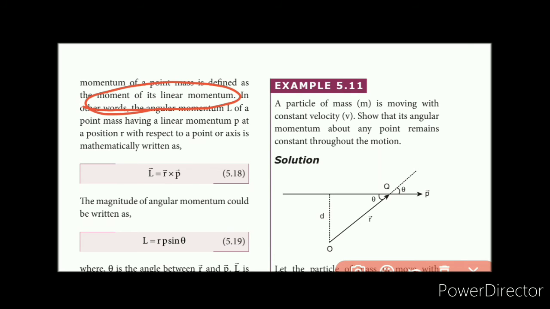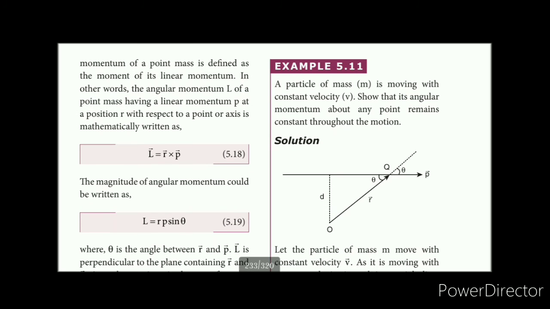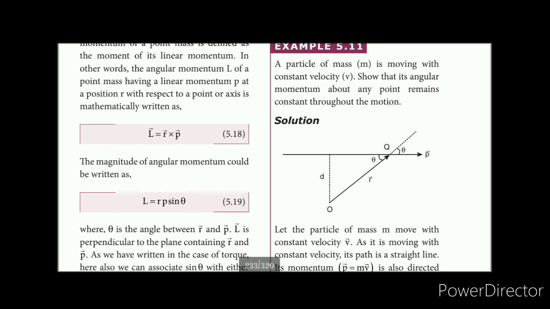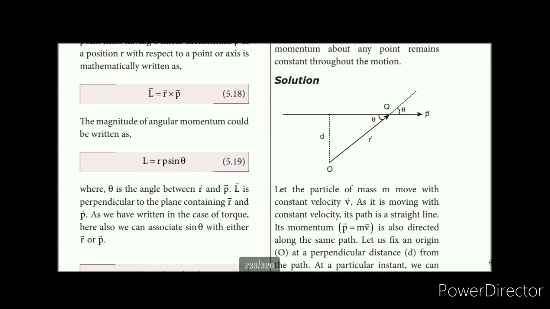Here we know about momentum. What is meant by momentum? Momentum is p vector equal to mass into velocity. Now we learn about angular momentum, denoted by letter L. L equals r vector cross p vector. So the angular momentum L of a point mass having linear momentum p at position r vector is L vector equals r vector cross p vector.